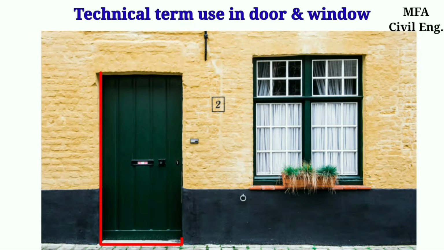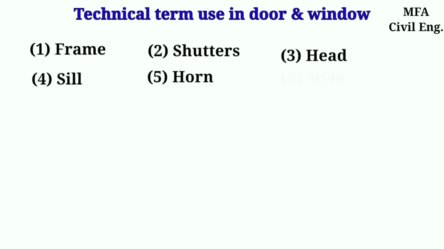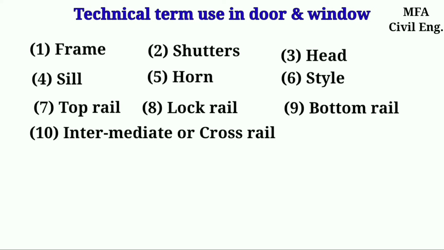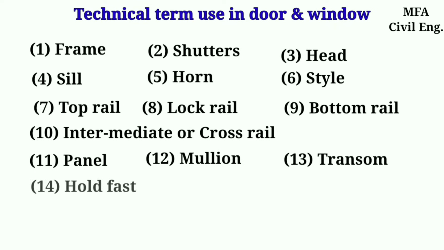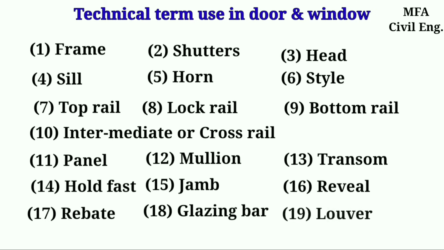Each framework of a door and window consists of various components like frame, shutter, head, sill, horn, stile, top rail, lock rail, bottom rail, intermediate or cross rail, panel, mullion, transom, hold fast, jamb, reveal, rivet, glazing bar and louvers. Now let's understand every component one by one.